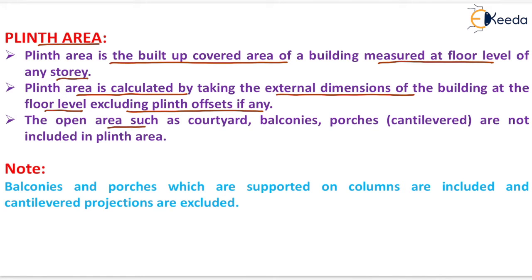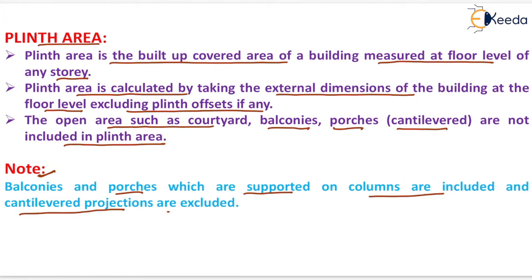The open areas such as courtyard, balconies, porches, that is cantilevered, are not included in plinth area. Now one note is written here, that is balconies and porches which are supported on columns are included and cantilevered projections are excluded. It means that those projections as well as balconies and porches which are supported on columns are included and cantilevered projections are excluded.